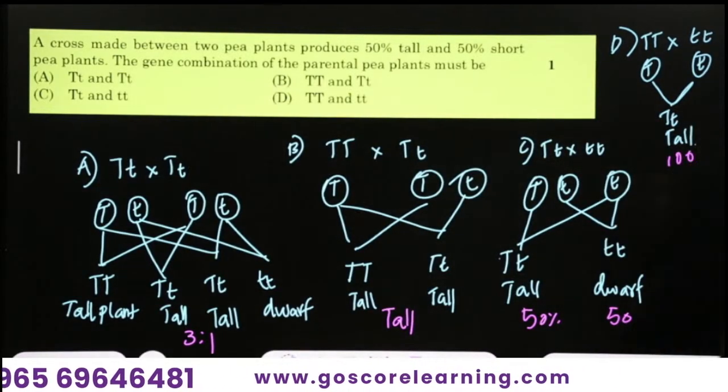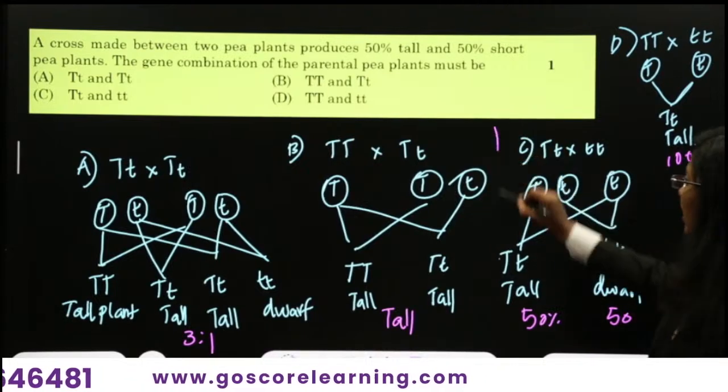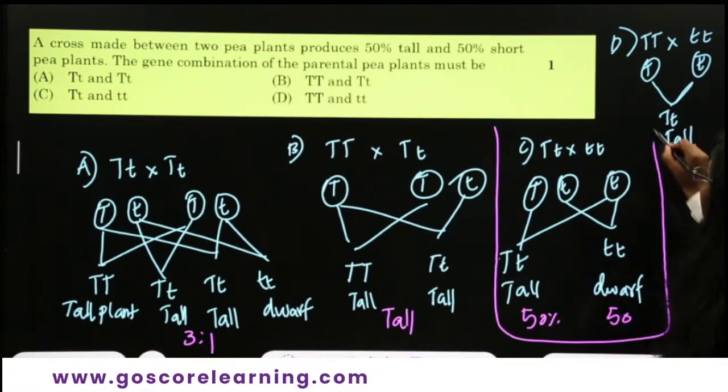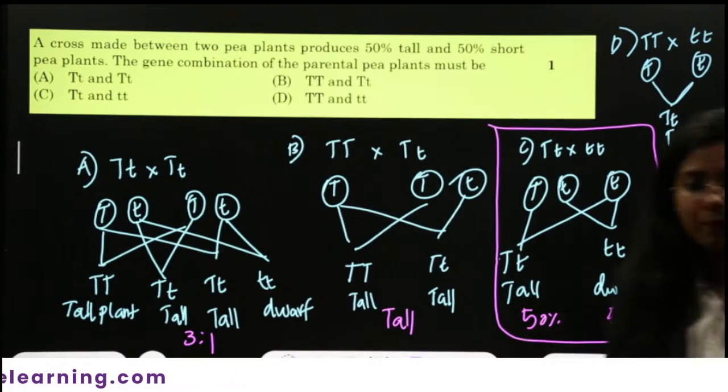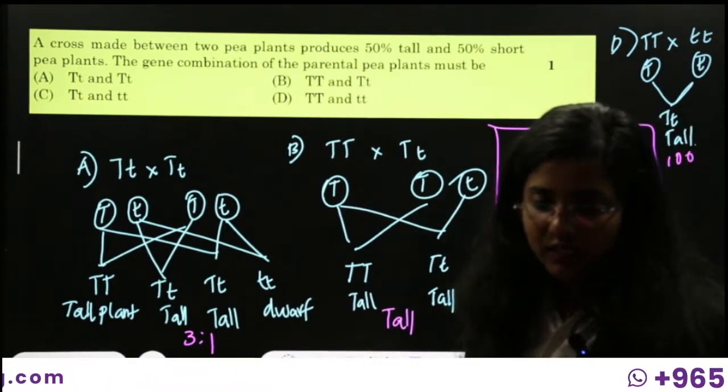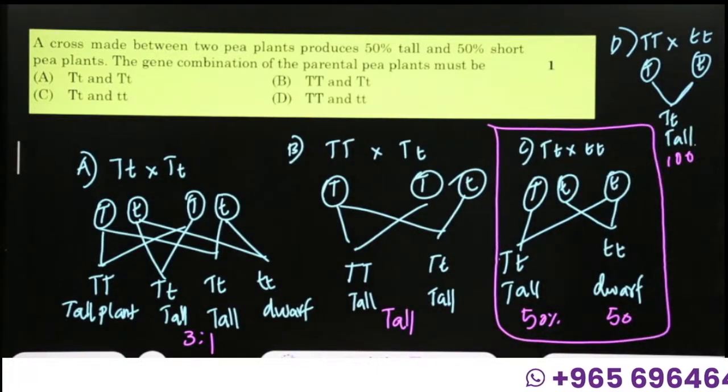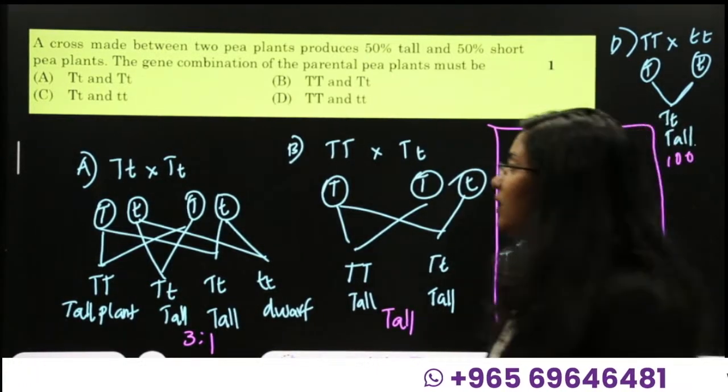So what is the answer here? The answer here is option C. What is the correct option? The correct option is C. You have to cross check whether it is correct or not when you are writing the answer. Very good, Dudi, very good. The correct answer is C.